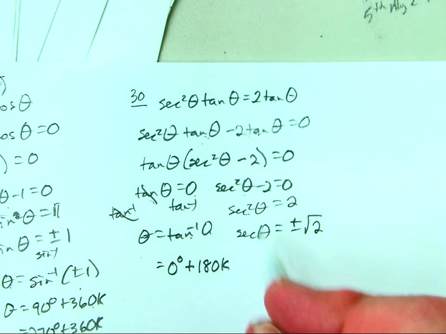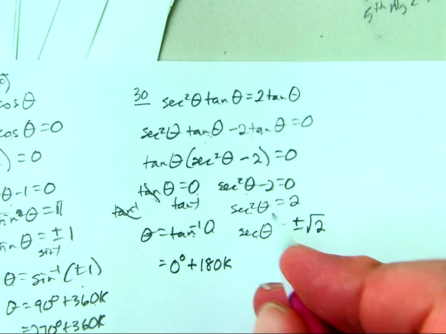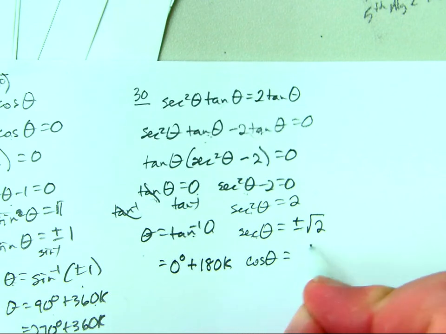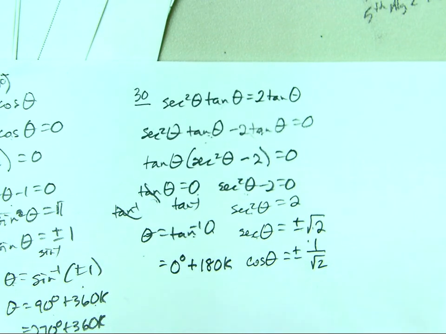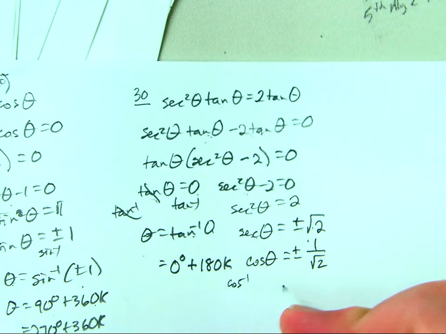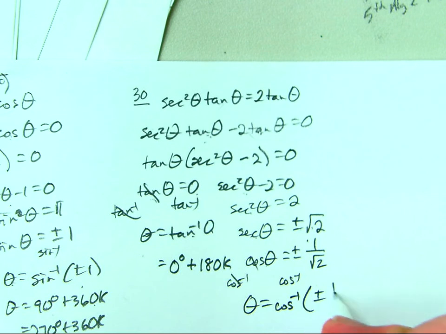So now we have this. Now, if you don't want to do inverse secant, we can convert this to cosine. Remember, secant is the reciprocal of cosine. So I can say cosine is the reciprocal of the secant. So it would look like that. Well, now when we do inverse cosine, theta is the inverse cosine of plus or minus 1 over radical 2.